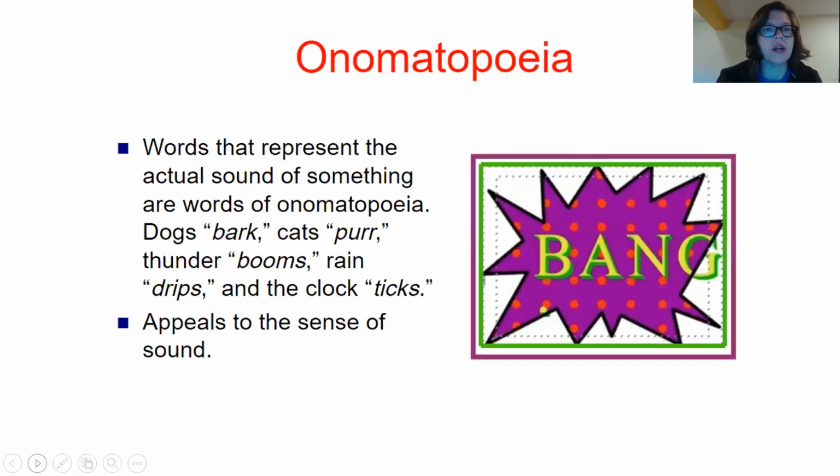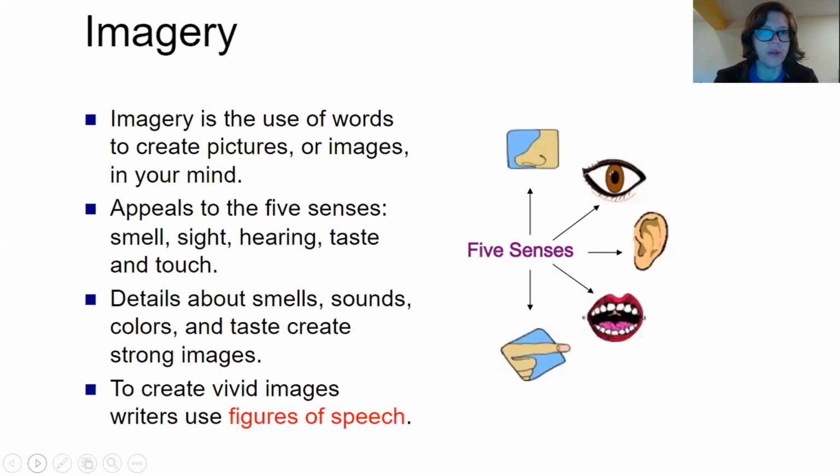And onomatopoeia, the final sound device, is words that represent the actual sound of something, like the word bark, or purr, or boom, drip, tick, bang. These appeal to the sense of sound. And we will talk in more depth about sound devices in another lesson about poetry.